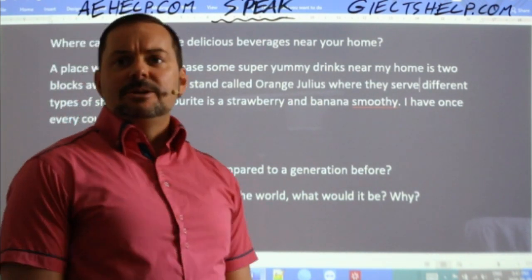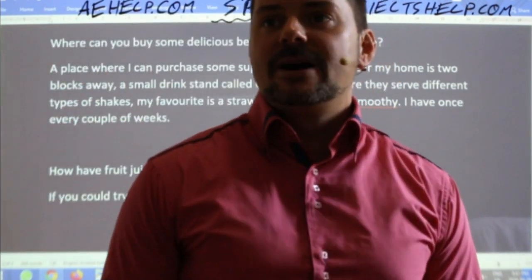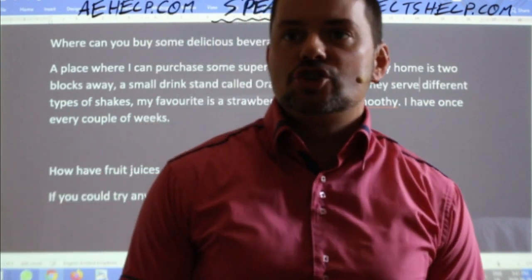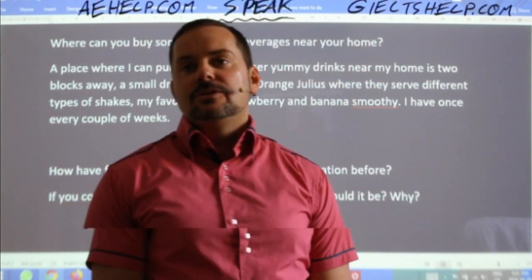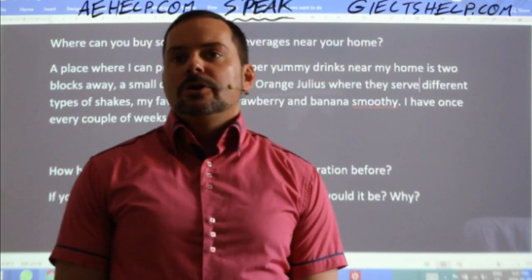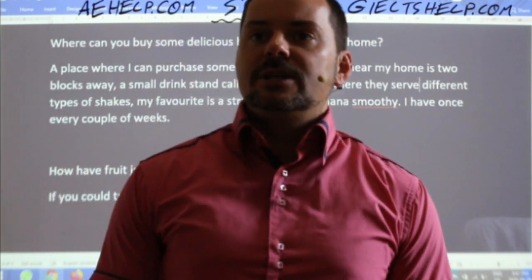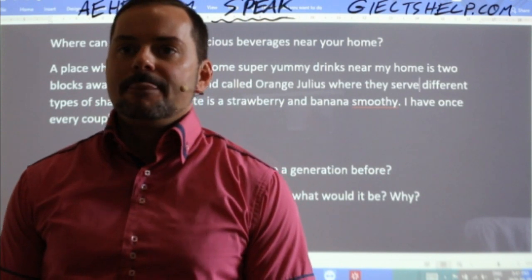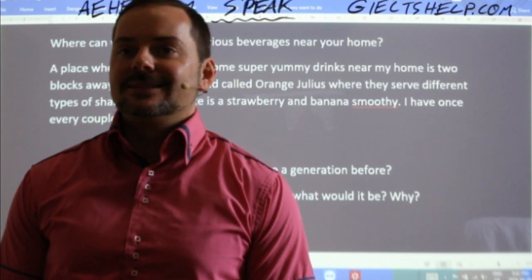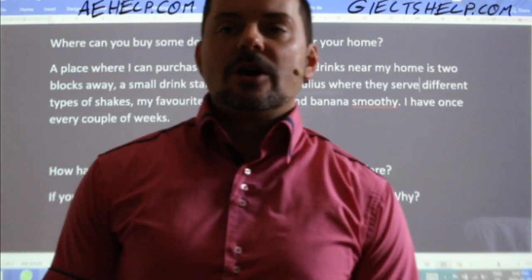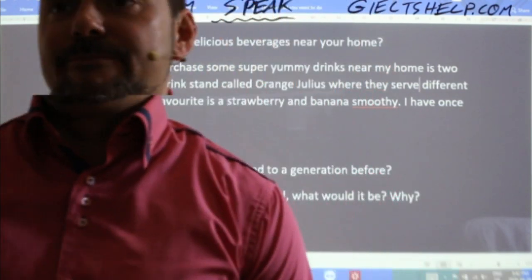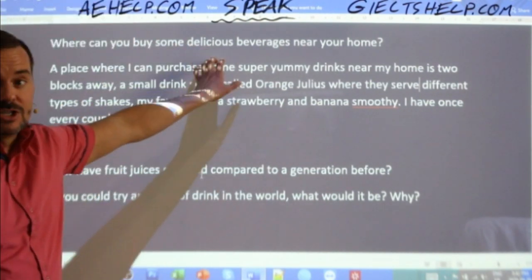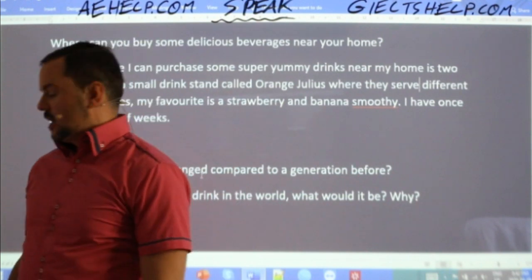Jaginder Kaur says, I like to buy some delicious beverages near my home at a small drink stand which makes fresh juice. Good, Jaginder. What is the drink you like the most? What's the place called? Quadrat Sharifi says, the drink that I find most incredible and fascinating is a glass of black American coffee. Even though it's not healthy, it's delicious, and I can buy it at Starbucks, which is just across the road from my flat. Quadrat, where can you buy delicious beverages? Not what's your favorite, but where can you buy those?